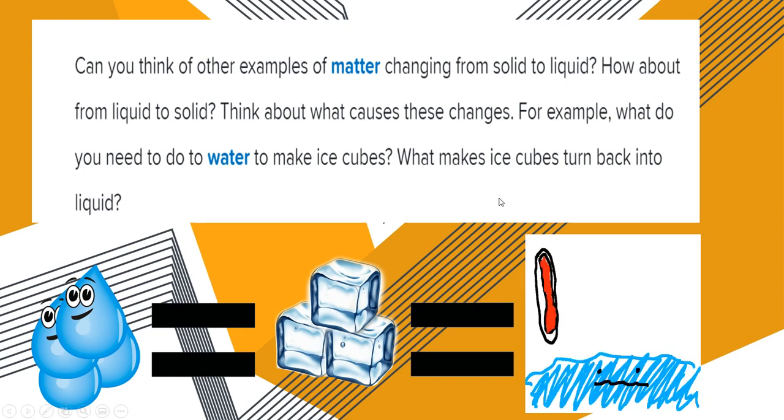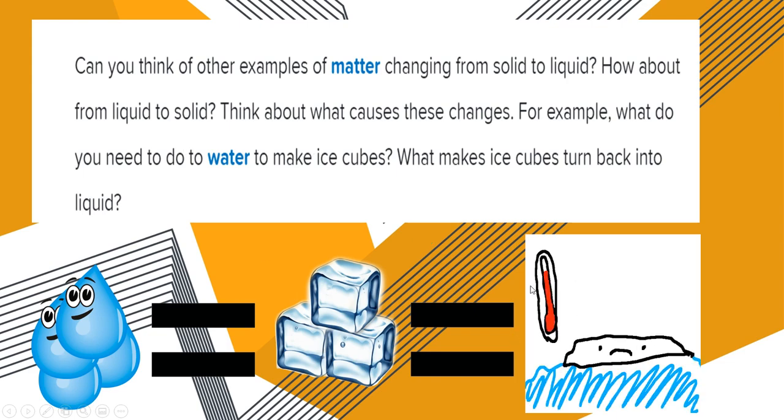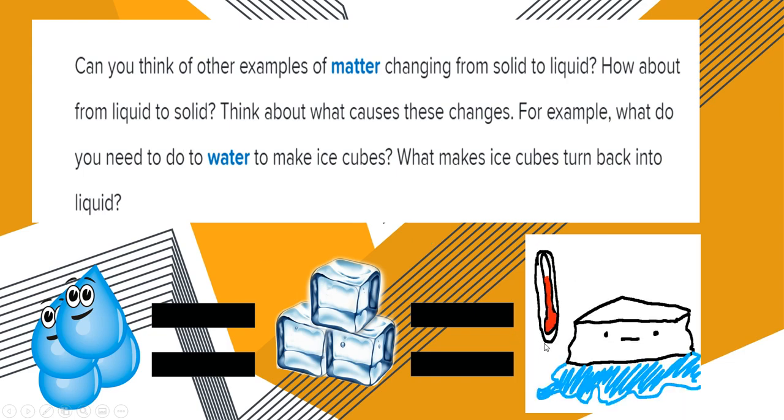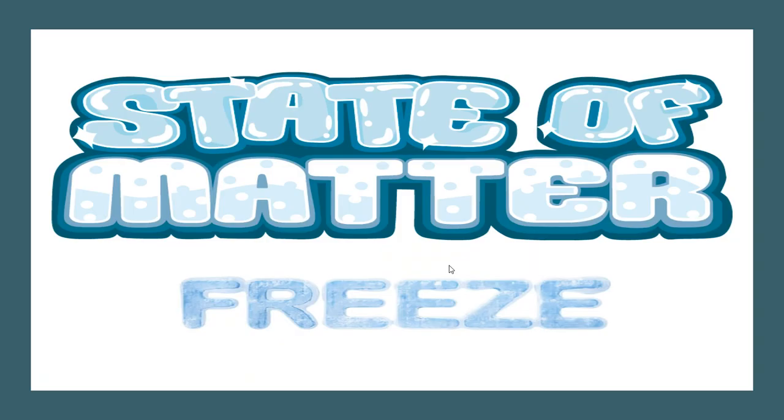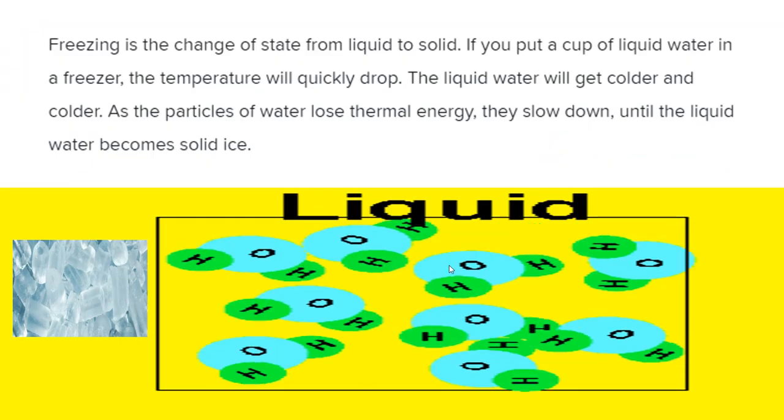So what made the ice cube turn back to liquid? Remember, at the very beginning we talked about temperature. We added heat, and the molecules move faster. So that was heat. Now we're going to take a look at freezing, how we can change state with freezing.